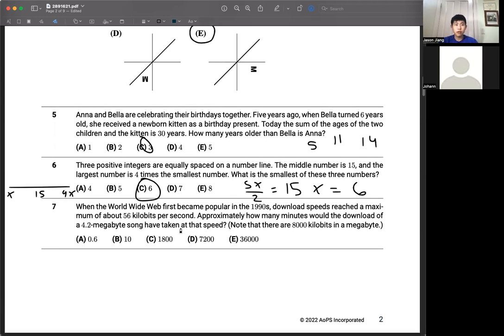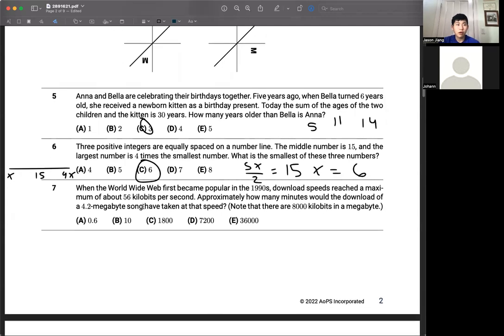Problem 7. When the World Wide Web first became popular in the 1990s, download speeds reached a maximum of about 56 kilobits per second. Approximately how many minutes would the download of a 4.2 megabyte song have taken at that speed? Note that there are 8,000 kilobits in a megabyte.